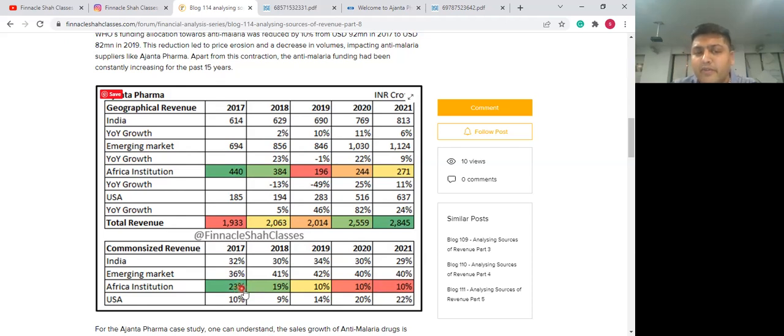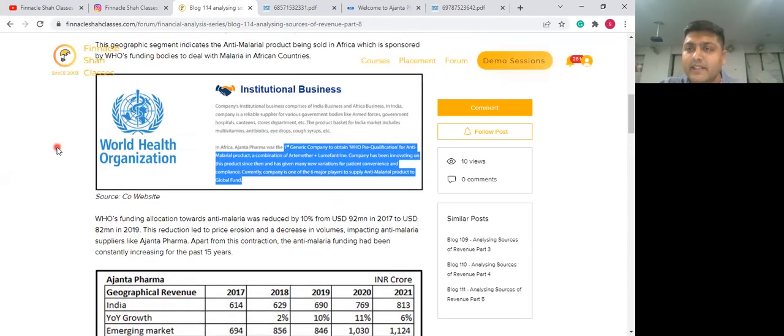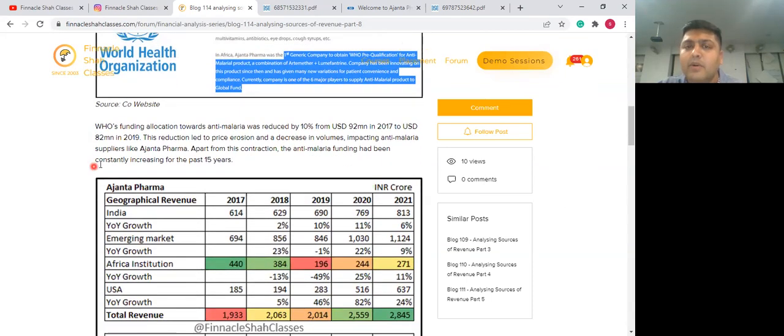So the contribution of Africa institution over the years has decreased, whereas the overall revenue of the company seems to be increasing. However, if you were to take a look at a broader horizon, even before 2017, you would note that Africa institution was growing crazily. And why was that? Because it was backed by WHO funding. What happened was in 2017, the overall WHO funding for this anti-malaria initiative started decreasing.